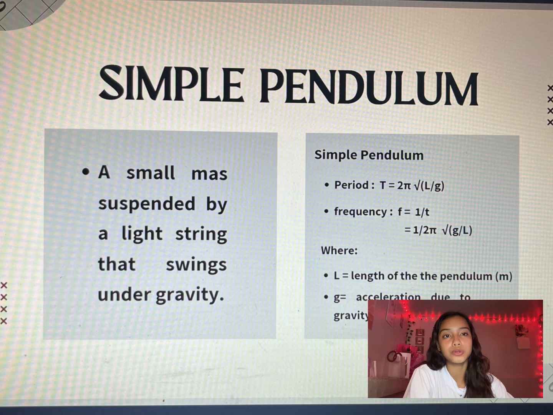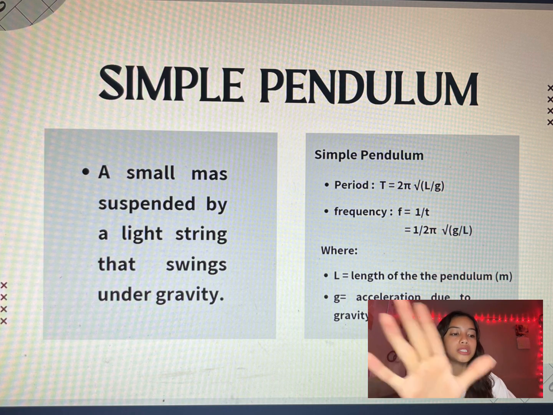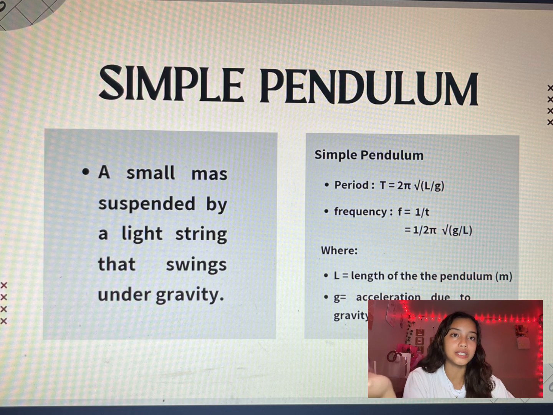T is equal to 2 pi square root of L over g, or length over gravity, where L is the length of the pendulum in meters and g is the acceleration due to gravity, 9.8 meters per second squared. The frequency f is the number of swings per period, and it is the inverse of the period. This shows that a longer pendulum swings slower while a shorter one swings faster.